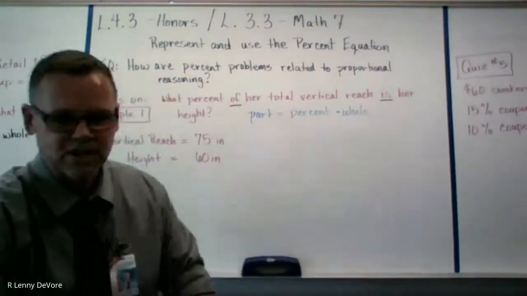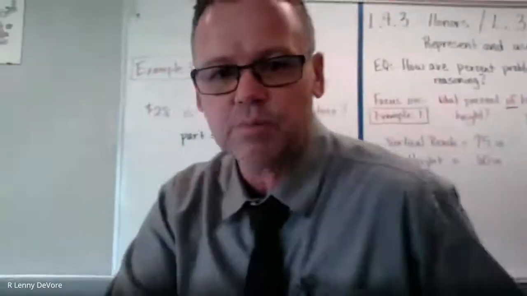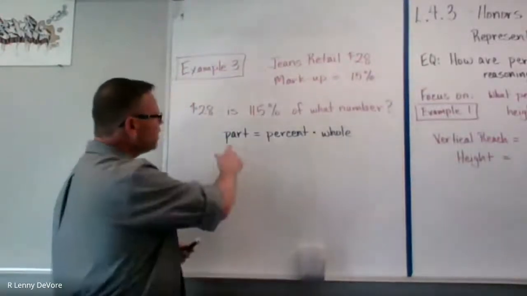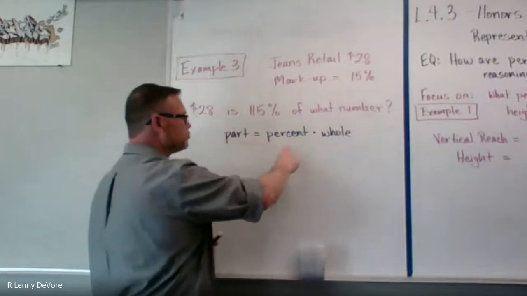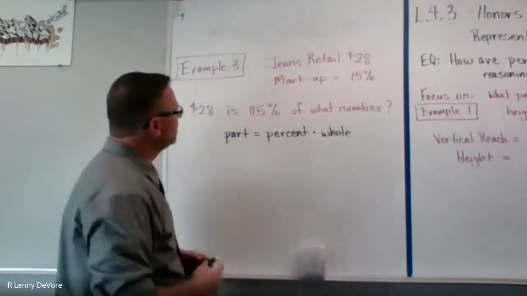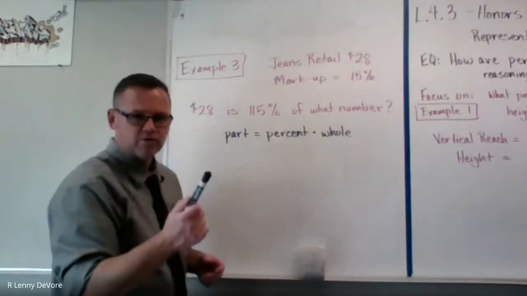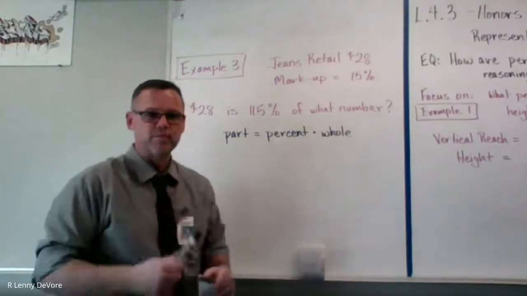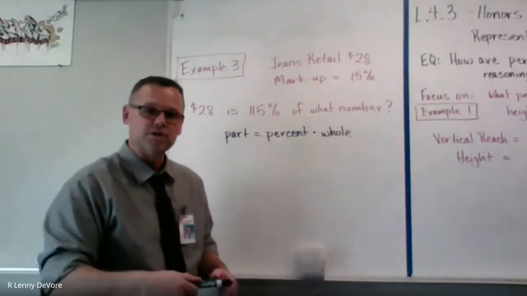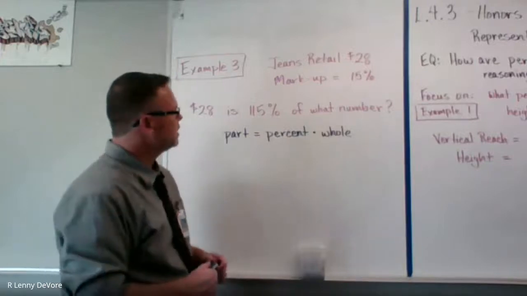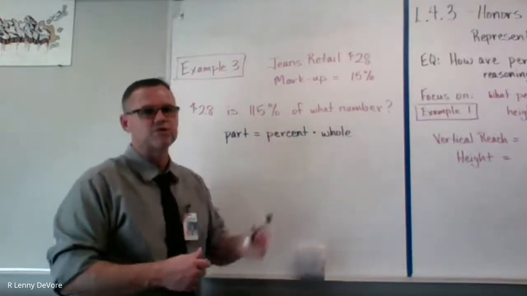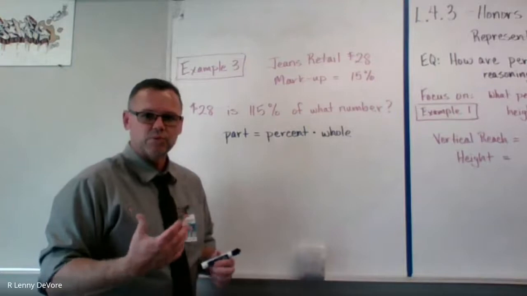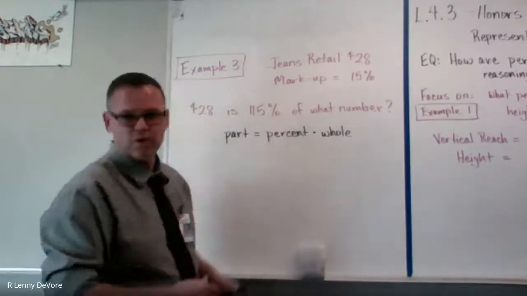All right, so let's look at example 3. So this is what I'm talking about where I get a little confused. So I wrote it again. Part equals percent multiplied by whole. Okay, what they're talking about here is you have a pair of retail jeans. Now the jeans, when they say retail, that means what they would sell them to you for if you came into the store. So like if you went into Walmart, you picked up a pair of jeans, they're selling them for $28. They're saying that their markup is 15%. In other words, whatever they buy them for, it's going to be 15% markup to get to that $28.